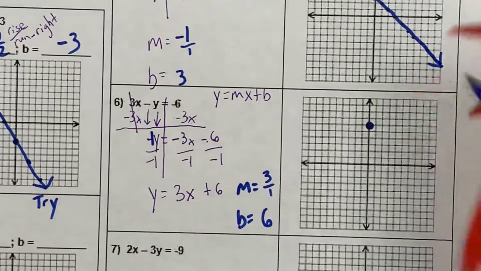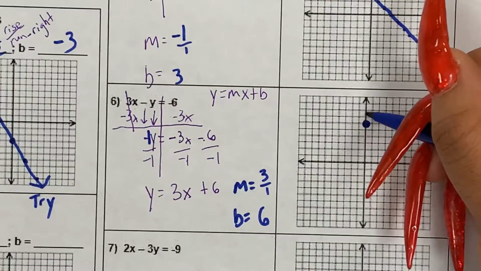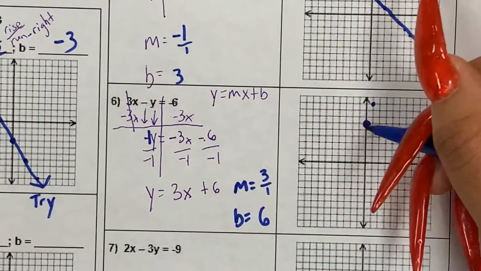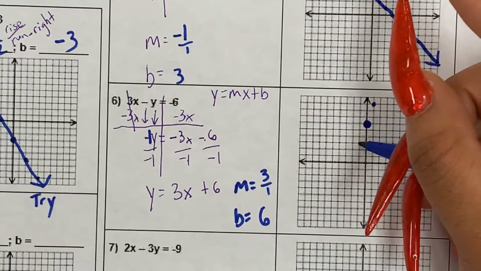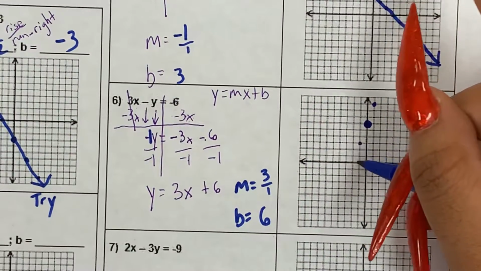Okay, the slope is 3/1. So I'm going to go up 3, right 1. I ran out of room. Now go opposite. 1, 2, 3, 1. Down 3, left 1.